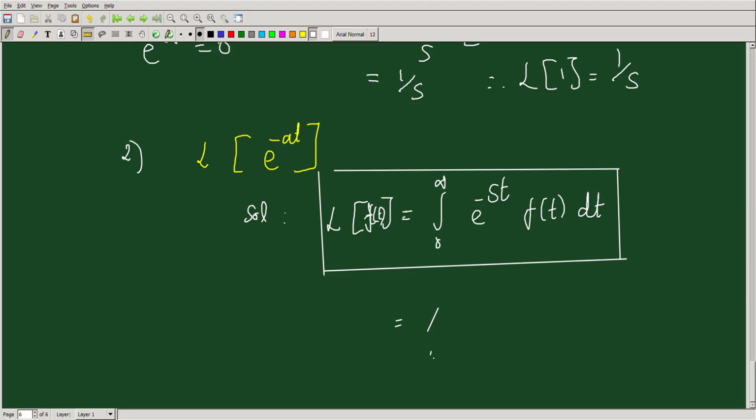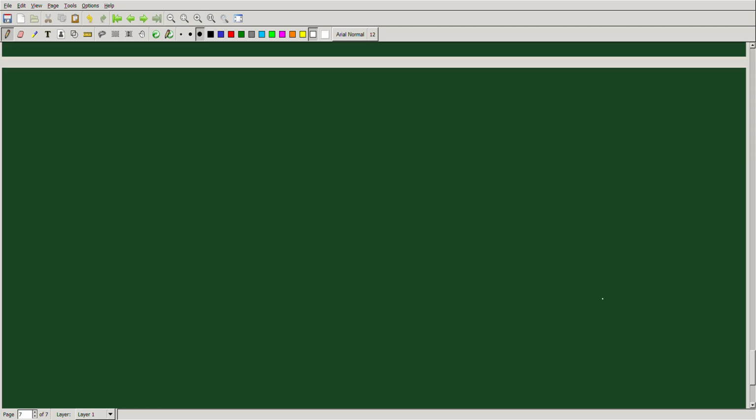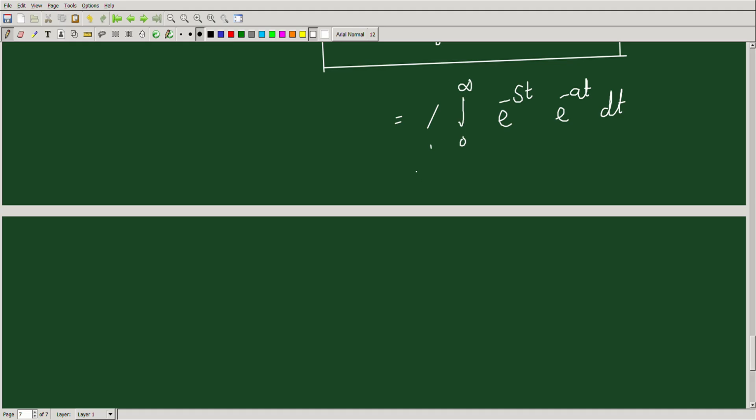So integral 0 to infinity e power minus st, f of t is here e power minus at, and dt. So next step, you have to take, inside the integral 0 to infinity, the negative out. So taking the negative out, this is s plus a, taking t also out, integration with respect to t.